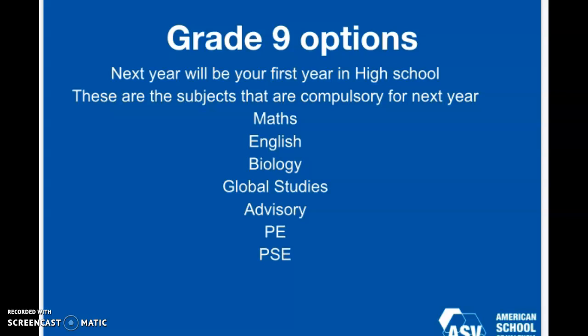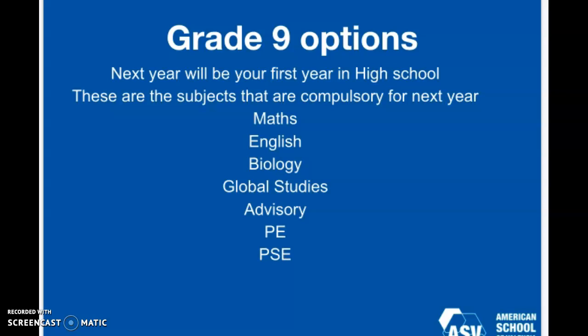The sciences at high school become more specialised, and so therefore you will take biology in grade 9 and physics and chemistry in grade 10. Global studies is also a new subject, which will take your social studies from middle school and place it in a much more global context.